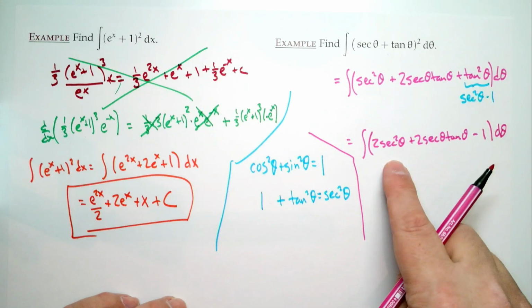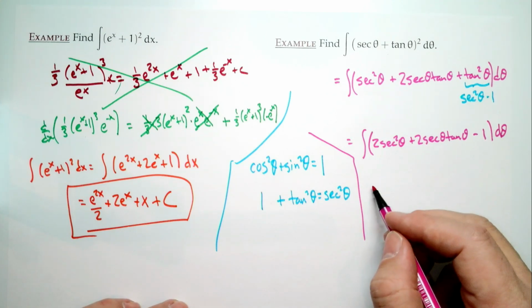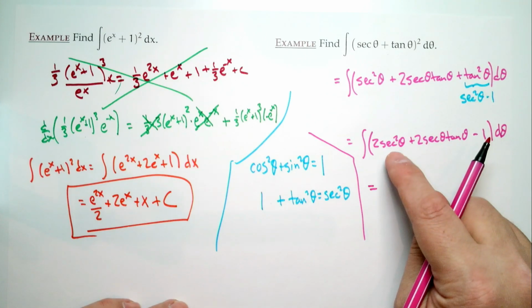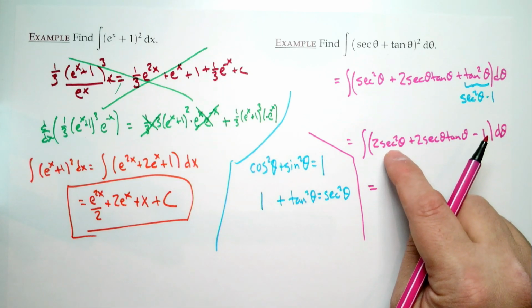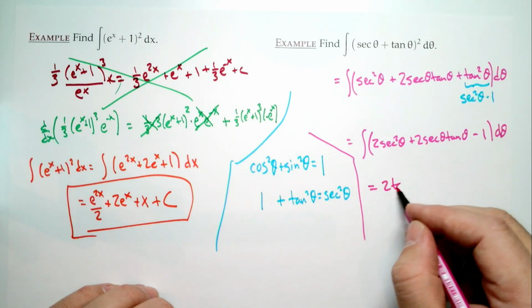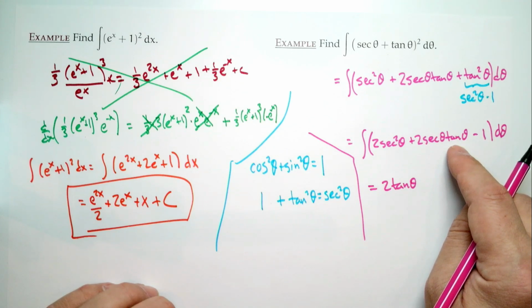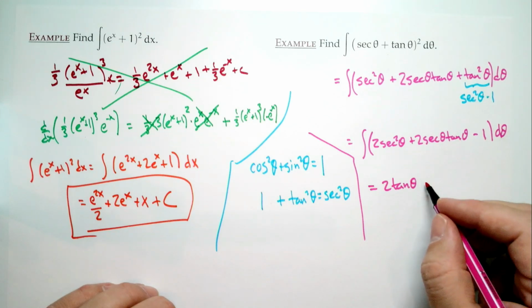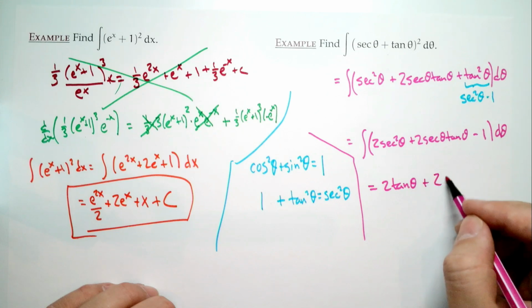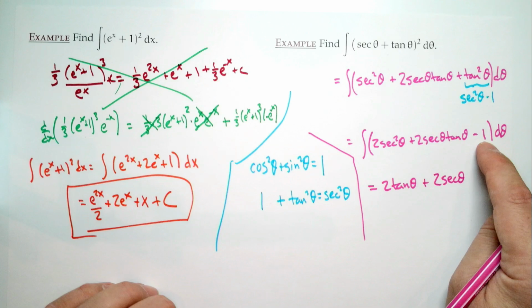So now we go through and say, all right, what's the integral of secant squared? What's the antiderivative? Tangent. And don't forget the 2. So 2 times tangent theta. Antiderivative of secant times tangent? It's secant. And then don't forget the 2. So 2 secant. Antiderivative of minus 1.